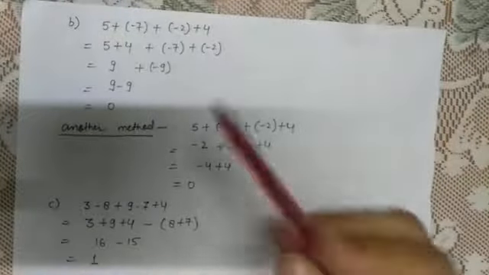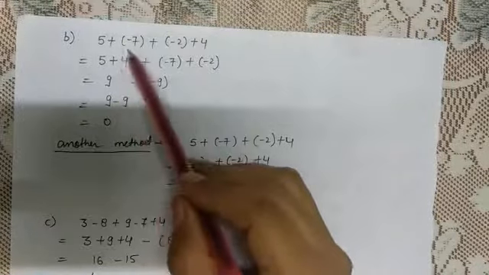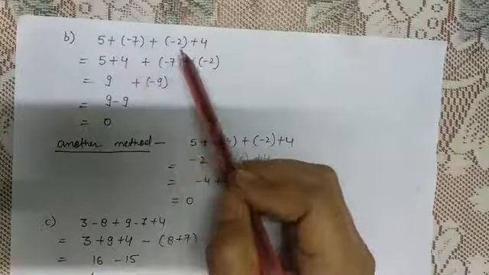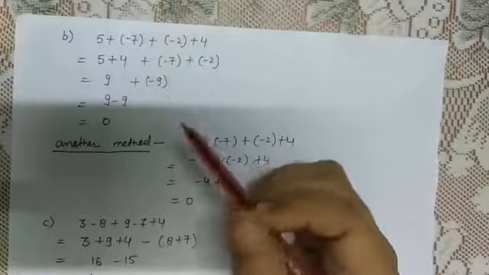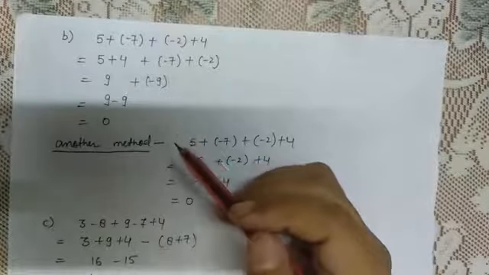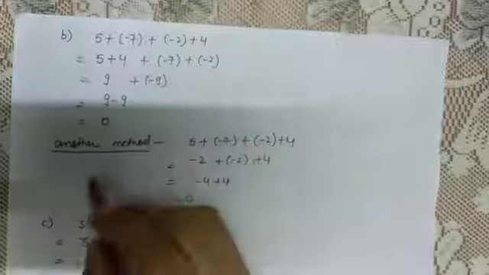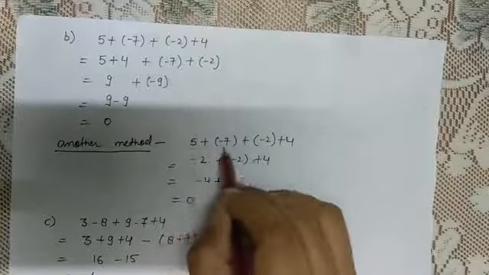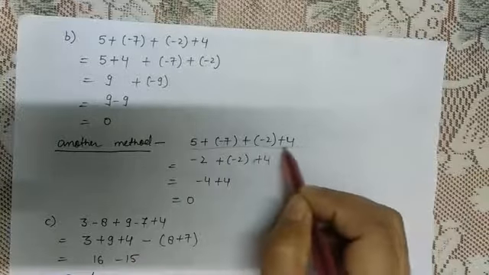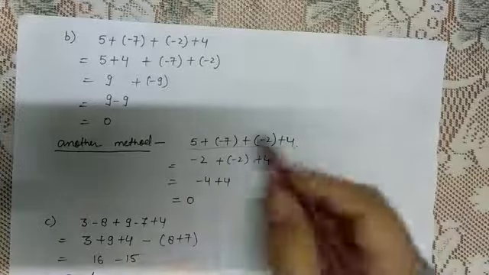Another example is 5 plus minus 7 plus minus 2 plus 4. A very easy thing, I'm going to tell you another method to perform it. A simple method which we have done earlier was for the question 5 plus minus 7 plus minus 2 plus 4. As you have done earlier, I'm going to do it the same.